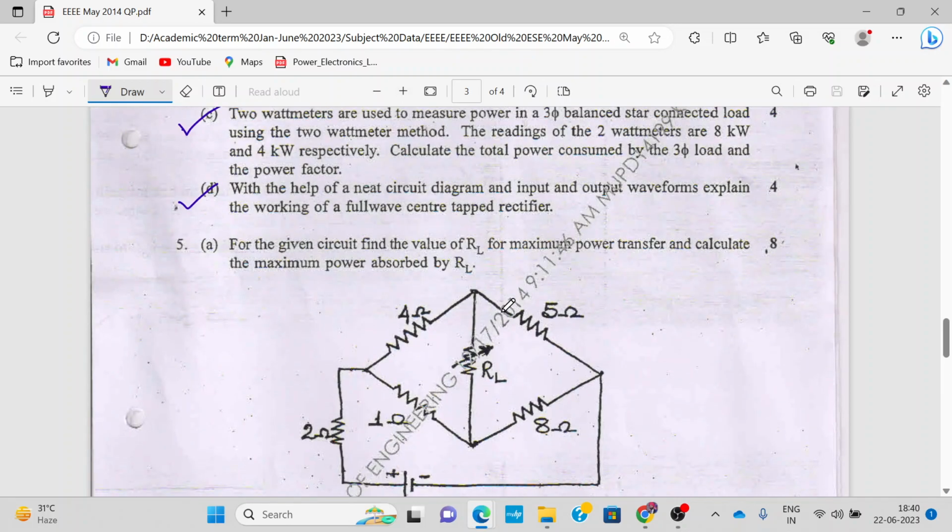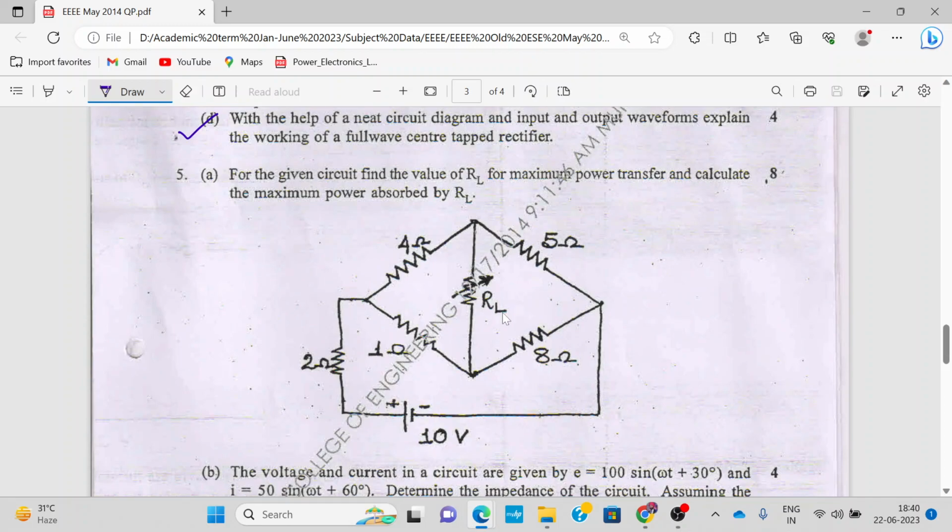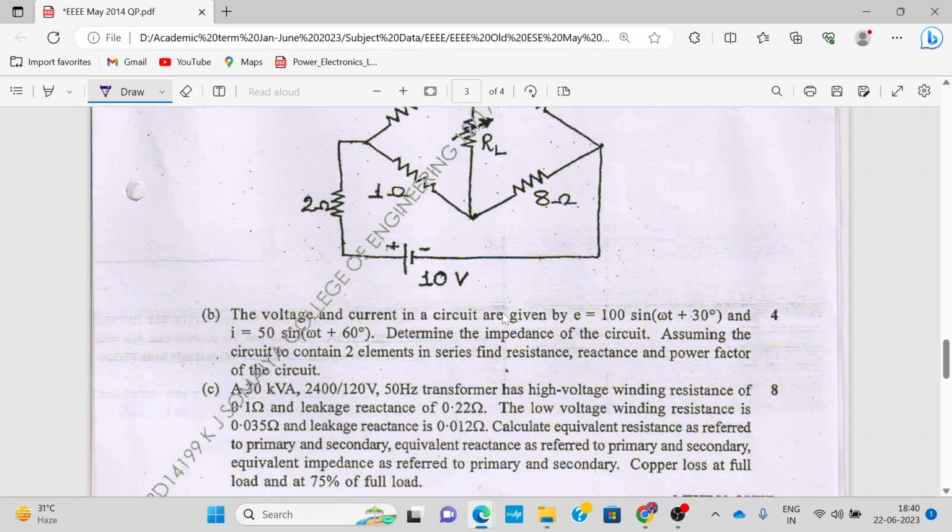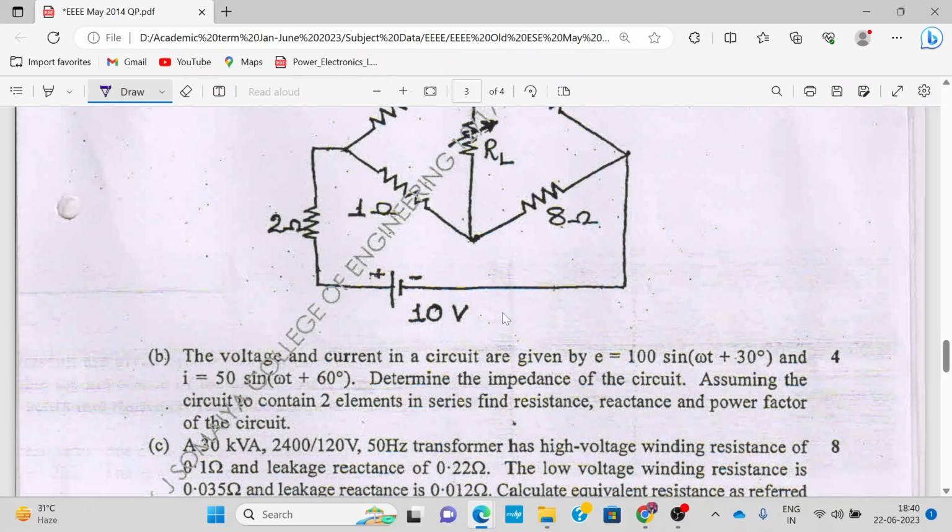Yeah. 5B, we have solved this. The voltage and current in the circuit are given by E equal to 100 sine omega t plus 30 degree, I equal to 50 sine omega t plus 60 degree. Determine the impedance of the circuit. Okay, simple. So impedance, E means we can write it in terms of V also, V by I. So that will directly give you impedance.